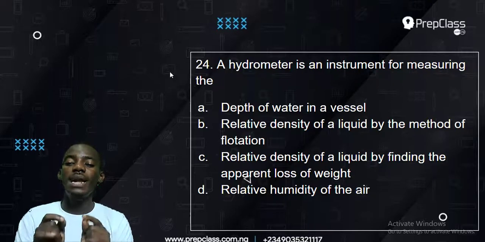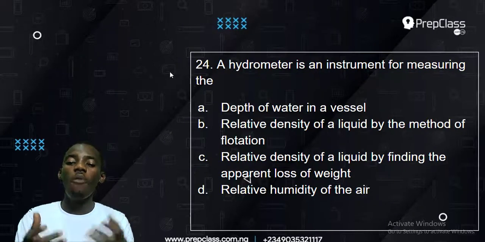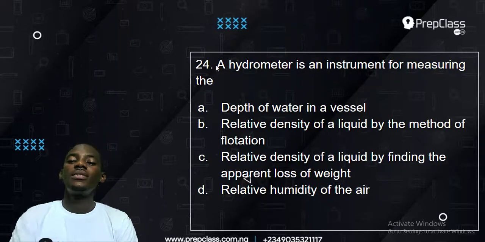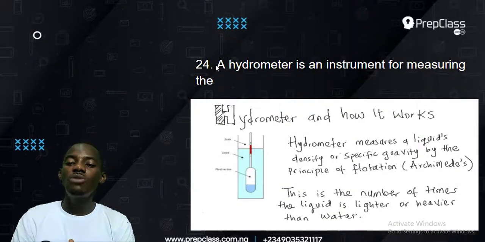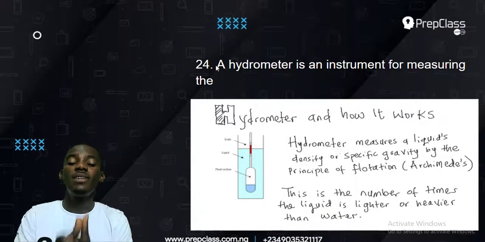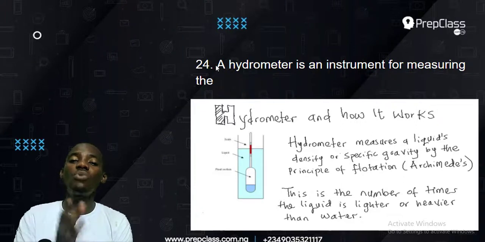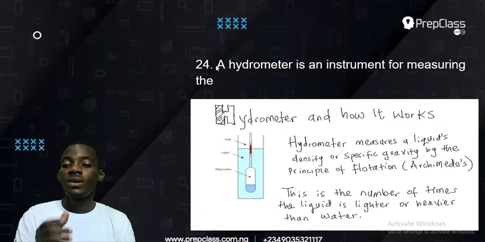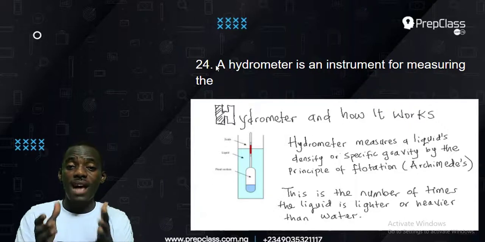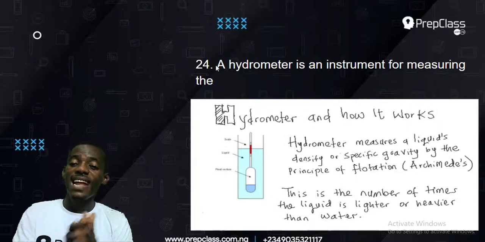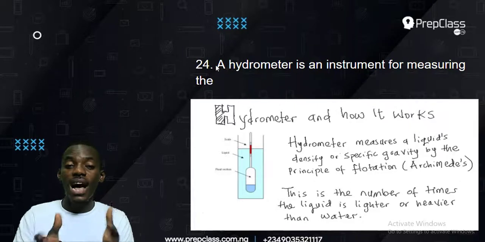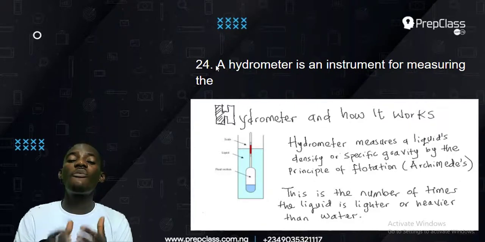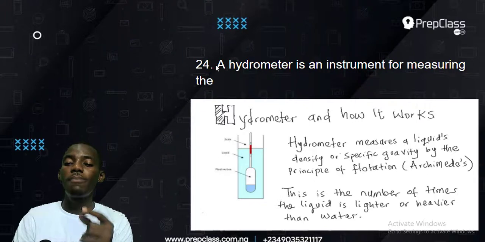B says relative density of a liquid by the method of flotation, and the other says relative density of a liquid by finding the apparent loss of weight. Okay, good. So let's check it out now. I will use this to explain how the hydrometer works and which one is correct. A hydrometer measures a liquid's density or specific gravity. Actually, density is the same as specific gravity, I'm really saying the same thing. It works by the principle of flotation.